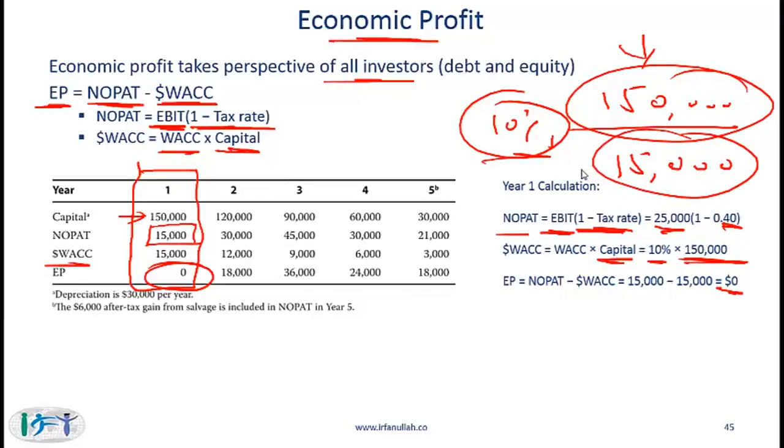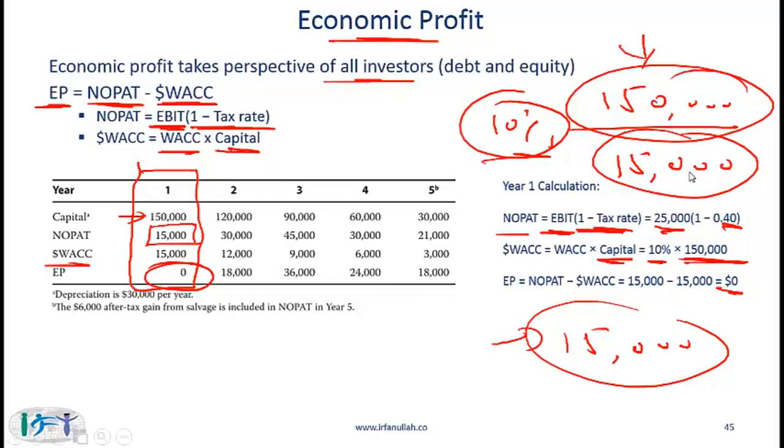And what is the amount of money that is being generated from this investment? That money is also 15,000. So even though in accounting terms you might say that, look, we generated 15,000, in economic terms, when you consider your opportunity cost, when you consider the fact that you have to spend 15,000 to raise this capital, the economic profit is actually 0. Economically speaking, you actually make money when the cost of raising money is less than the money that is generated from your project. And that happens in year 2, where NOPAT is 30,000, that's how much is generated. The dollar WACC is 12,000, so the economic profit is 18,000.